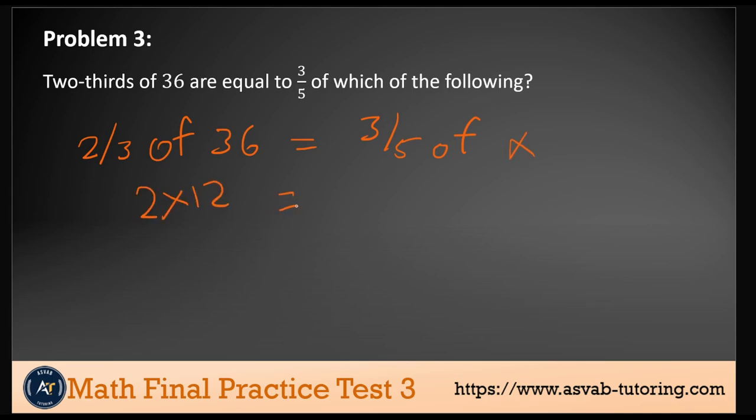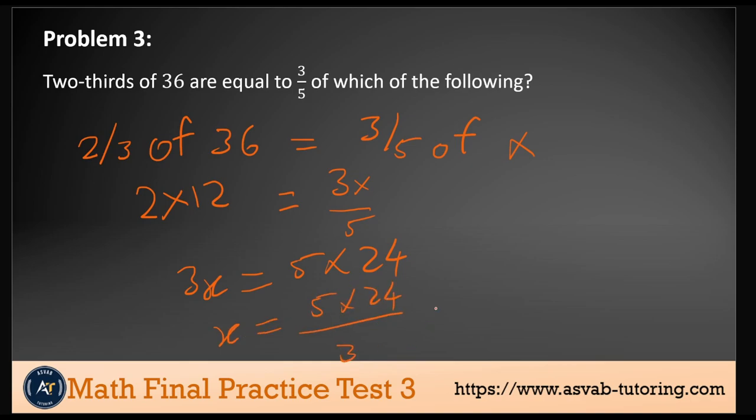2 times 12 equals 3x over 5, just to balance out the sides. And we have 3x equals 5 times 24. I should write 3x equals 5 times 24, so that you don't get confused by the curly x and the actual multiplication. Now we have x equals 5 times 24 divided by 3, which goes to 5 times 8, which equals 40. So 2/3 of 36 is equal to 3/5 of 40.